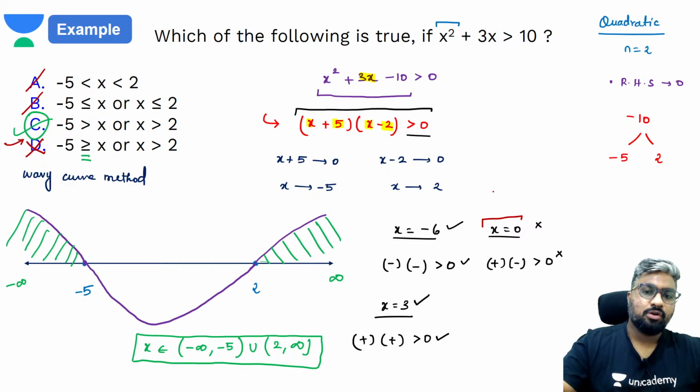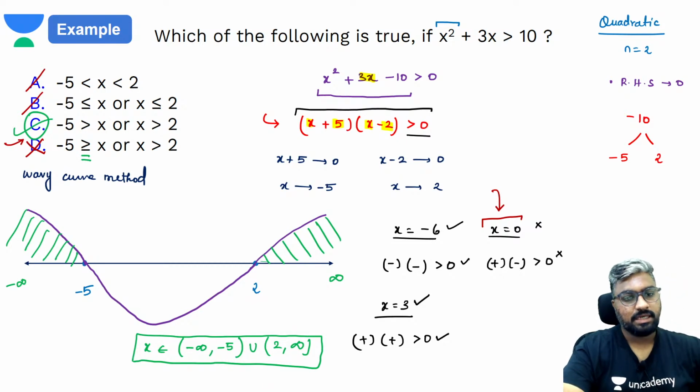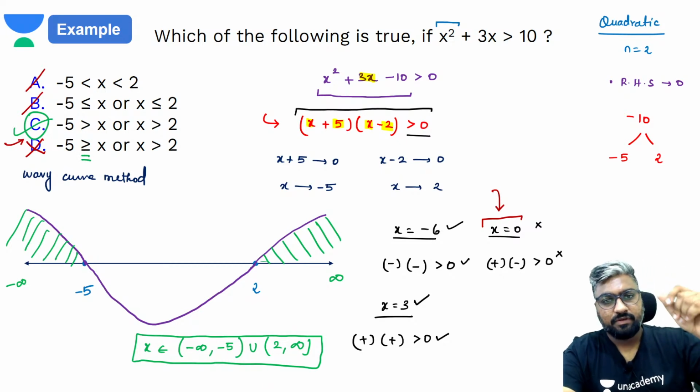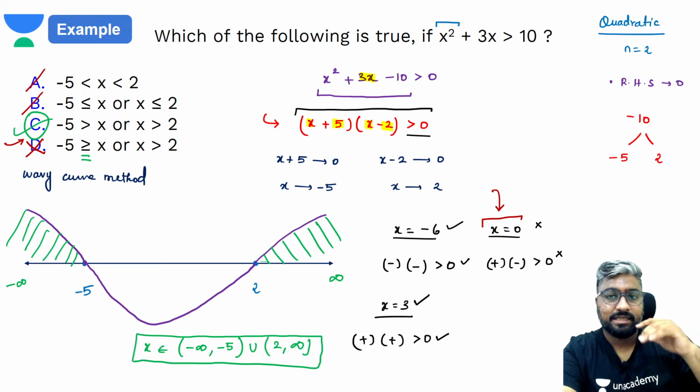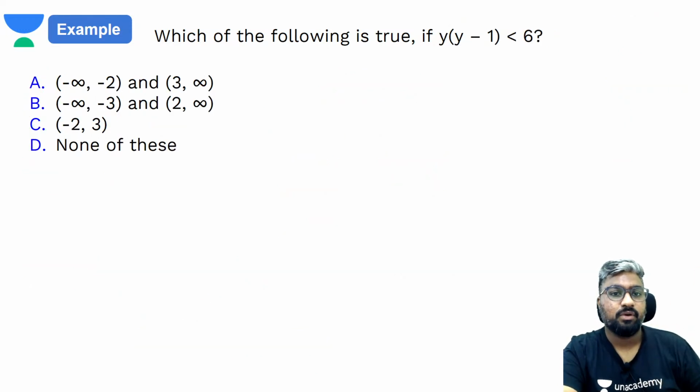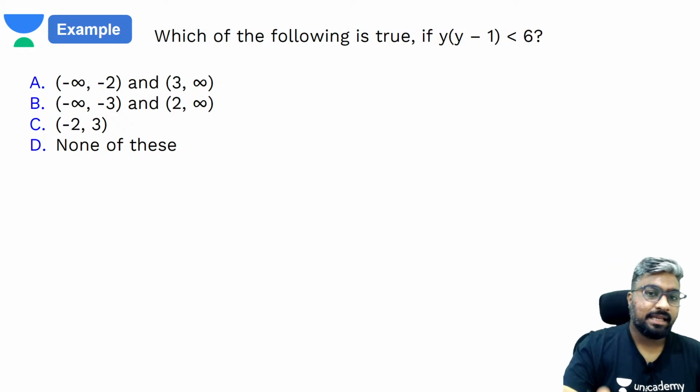If you plug in x equal to 0, you can eliminate option A and B. To eliminate option D, greater than equal to is given, which is wrong. Done. Simple steps, no need to solve all of this. Reverse engineering is always a faster way of doing it. Okay, read the question now.